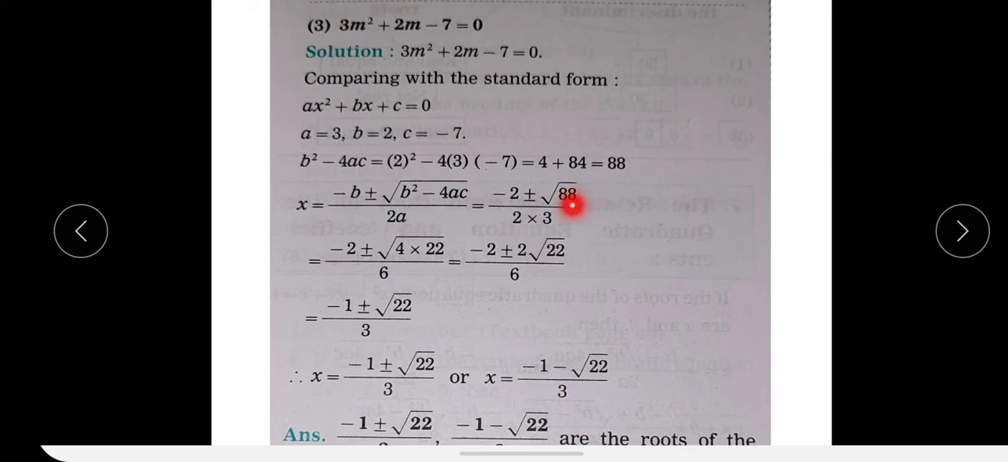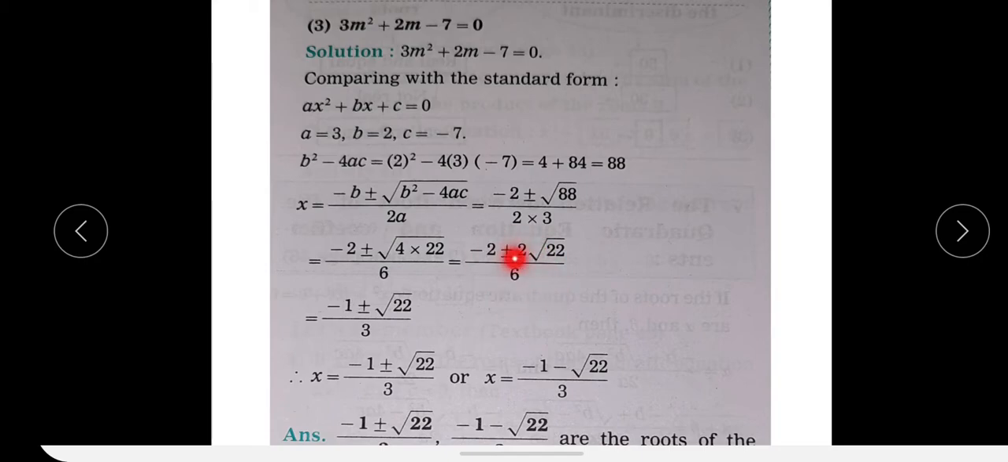Now split this 88 in such a way that only one term from the factor is a complete square. That means minus 2 as it is plus minus 4 into 22 upon 6. You know the value of square root of 4 is 2. Then take it outside. Then minus 2 plus minus 2 into under root of 22 upon 6.